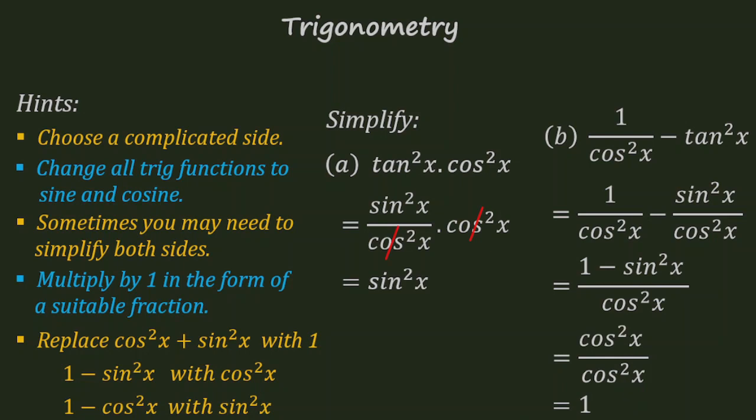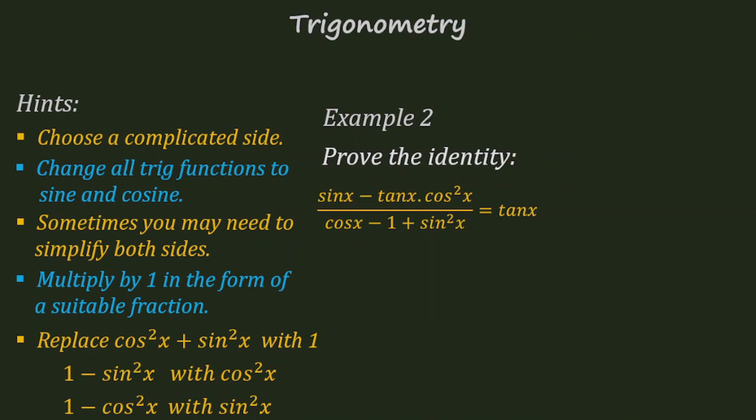Now let us prove an identity. This is our second example. We are required to prove the following identity. You are given sine x minus tan x times cos squared x divided by cos x minus 1 plus sine squared x equals tan x. Remember, the idea is to pick one side and make sure that it looks the same as the other side. You could pick tan x, but this is very simple. It's already simplified, so it would be a challenge to turn tan x into this. So we normally pick the complicated side. In this case, our complicated side is the left hand side.